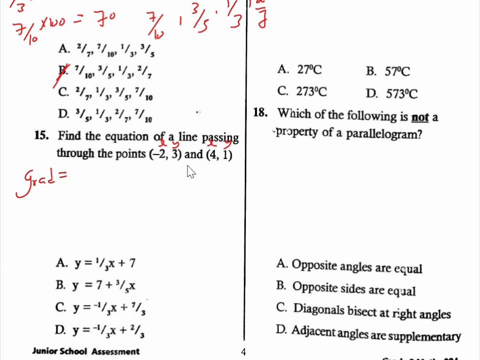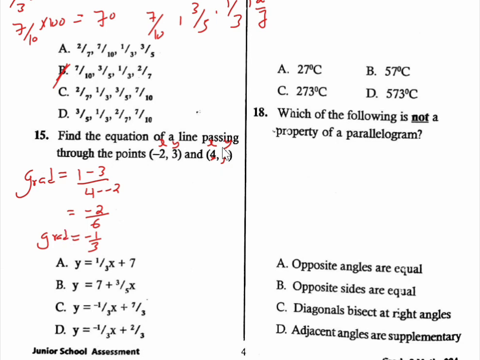I'm going to pick 1 minus 3 over 4 minus negative 2, so I'm going to subtract these two. 1 minus 3 is negative 2, over 4 minus minus. Remember, a minus and a minus becomes a plus, so 4 plus 2 is 6. If I simplify this, you can see my gradient is negative 1 over 3.